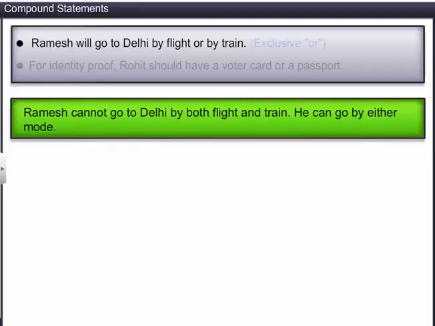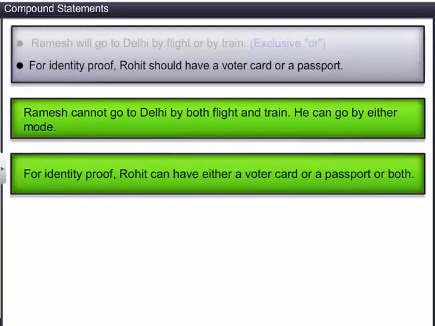In the next statement, Rohit should have a voter card or a passport for identity proof. He may have both, and having one does not exclude the possibility of him having the other. Here, OR is inclusive.